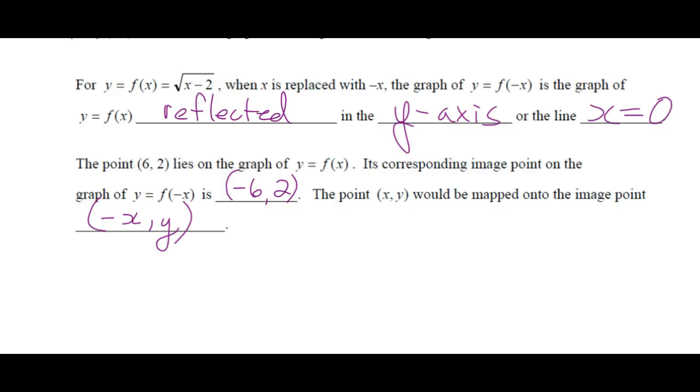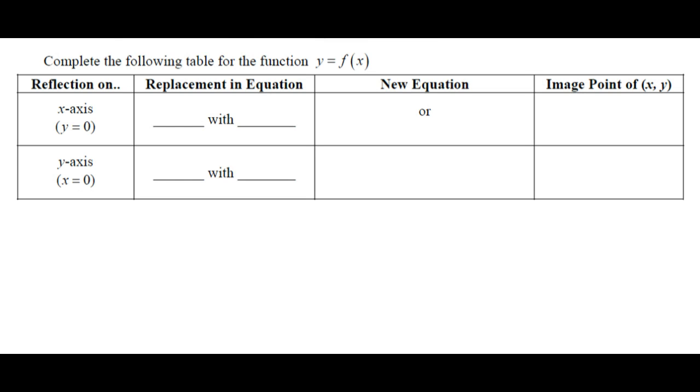Okay, so we good with the first page, which you did on the weekend and said, hey, look at all this stuff happening. Okay, complete the following table for y equals f of x. If I want to reflect on the x-axis, which is the line y equals 0, then the replacement in the function is what? What do I replace it with? Y with negative y. So what's the new function?